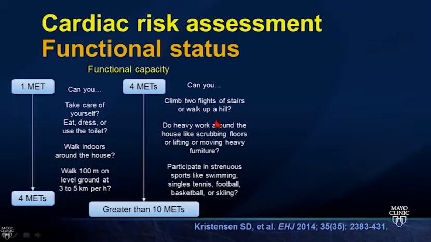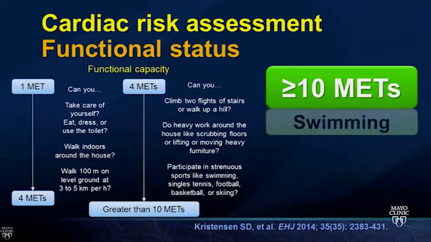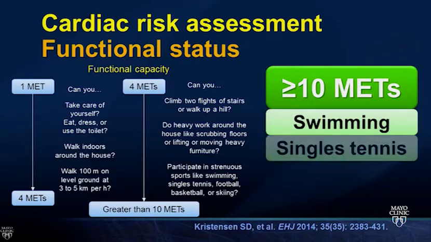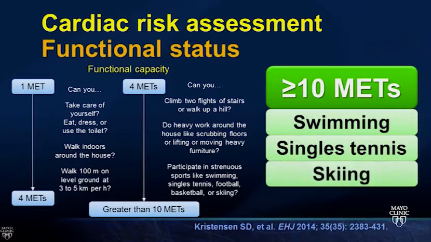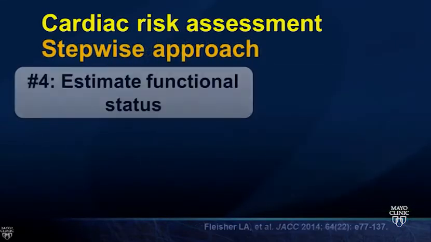Doing things like heavier work around the house, like scrubbing floors, moving furniture, is in that 7 to 8 MET range. And then there's a group of activities that fall into the 10 MET range, suggesting very good functional capacity. So these are things like swimming, singles tennis, skiing, or playing basketball. If a patient can participate in these athletic activities, they have an excellent functional capacity.